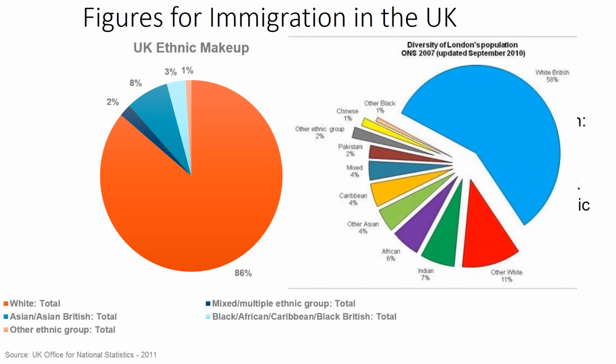And here's just a visual representation, not exactly the same year, so 2010. But you can see that within London, 58% of the population are white British. So almost half of the population within London are not UK born.